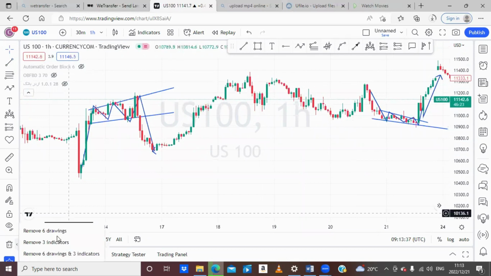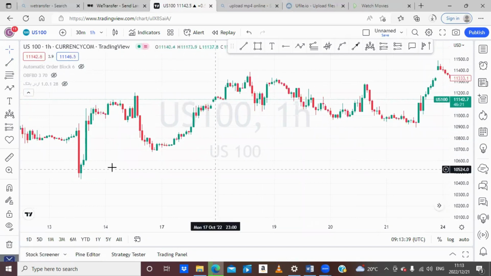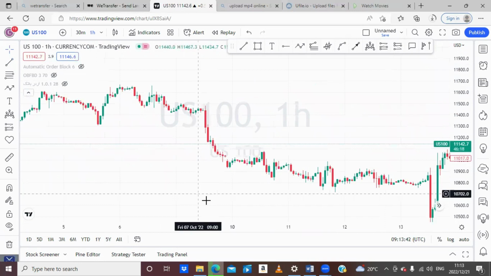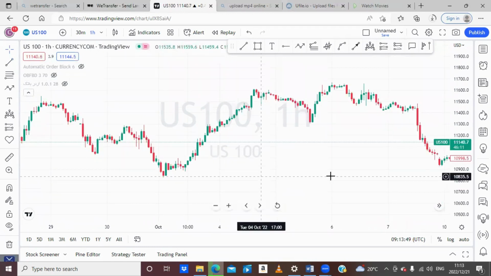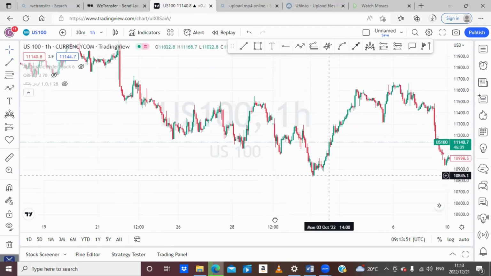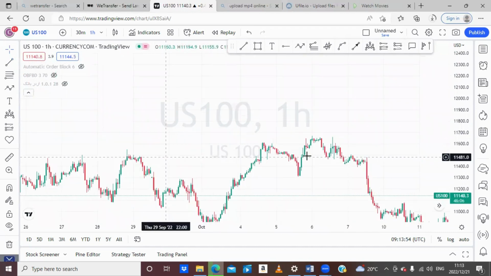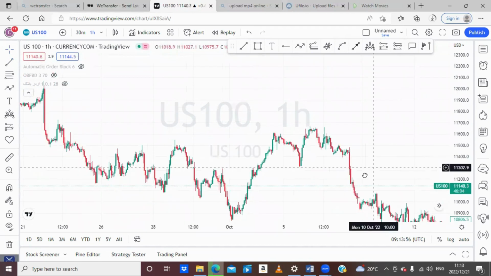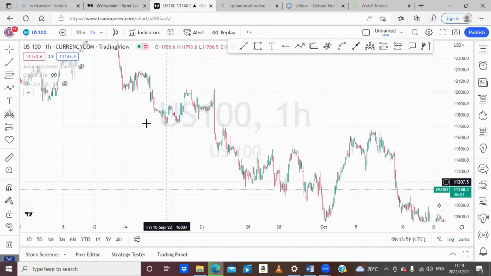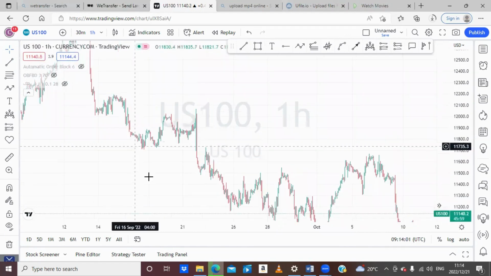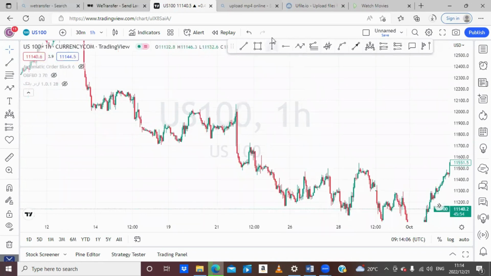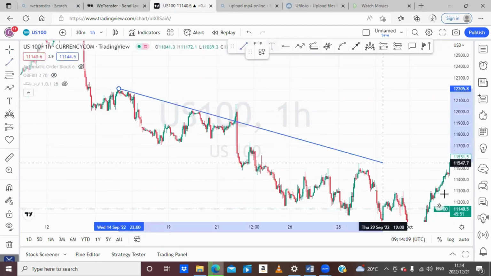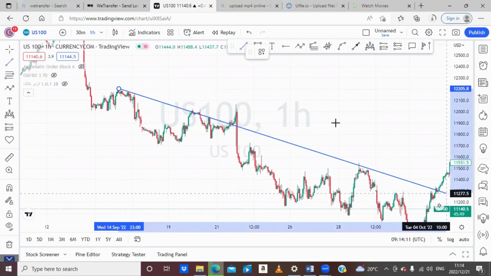So now I'm going to show you the other ones, the ones that are responsible for continuation, trend continuation. Understand? So let's say we have a downtrend movement. Let's look for a downtrend. I think this might do. Yeah, something like this.